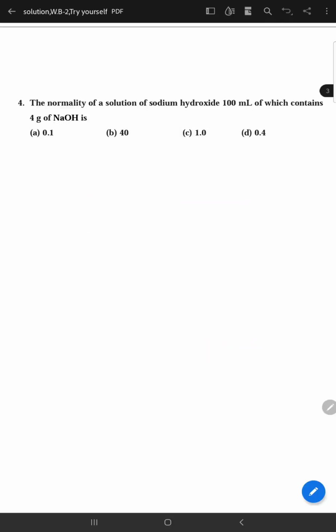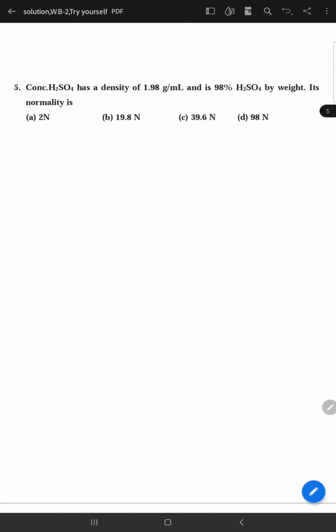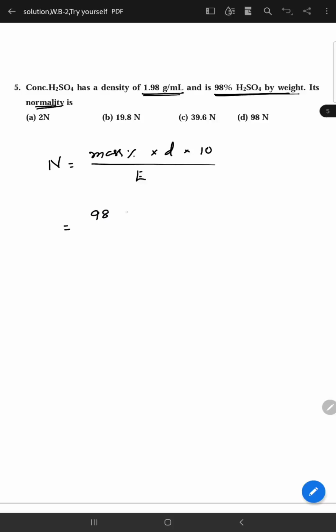Now we will move on to question number 5. So you read this question. Concentrated H2SO4 has density 1.98 gram per ml and is 98% H2SO4 by weight. That means they have given the mass percentage of sulfuric acid and the density, and they are asking for normality. So directly we have the formula: normality is equal to mass percentage or weight percentage into density of the solution into 10 divided by equivalent mass of H2SO4. Mass percentage they have given as 98. Density is given, 1.98, into 10.